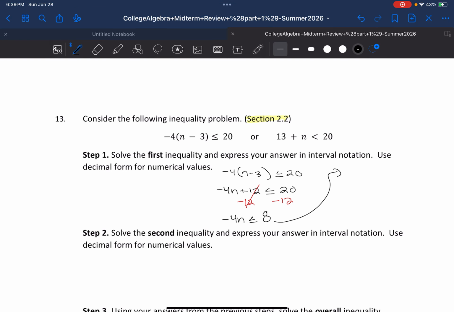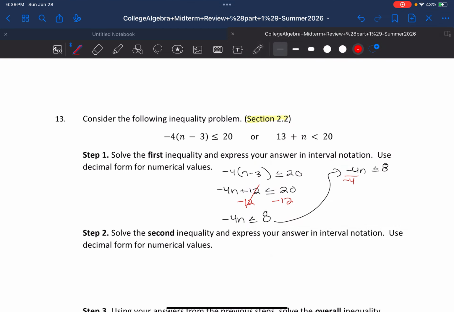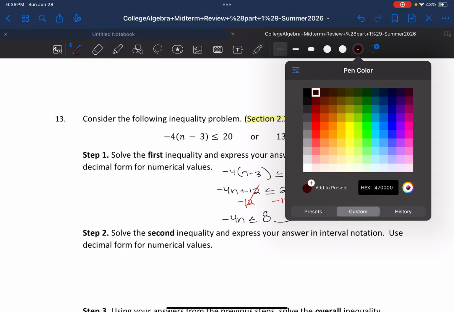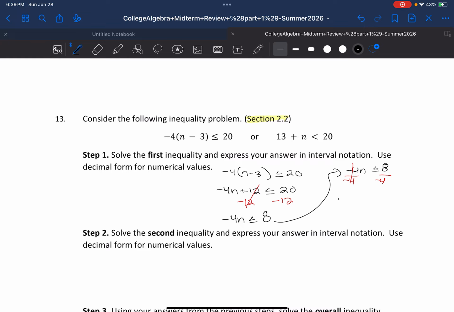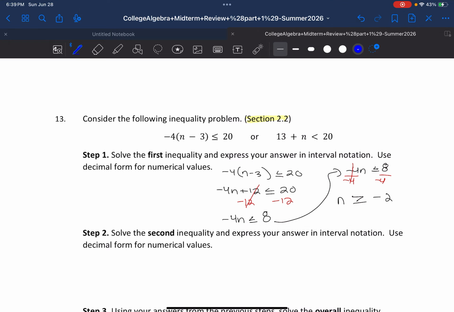Coming up here, I'm just going to rewrite it real quick. Now I need to divide both sides by that -4. Because I'm dividing both sides of the inequality by a negative, I have to flip the sign. So instead of less than or equal, it becomes greater than or equal, and that will be -2. I just flipped the sign here because I divided both sides by a negative.